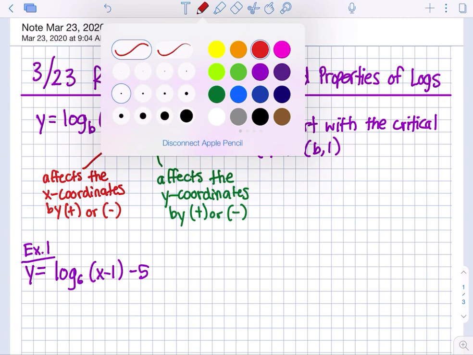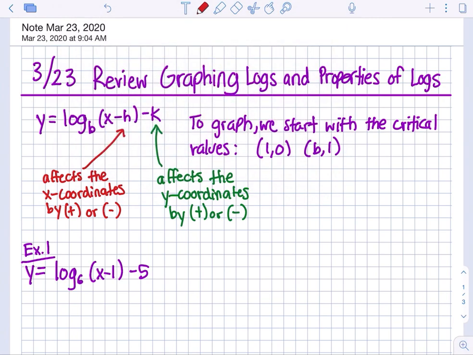So we have y is equal to log base b of (x minus h) minus k. The h value affects your x coordinates by adding or subtracting, and the k value affects your y coordinates by either adding or subtracting. And this is your base, b. So, in order to graph, you always start with your two critical values, 1 comma 0 and b comma 1.